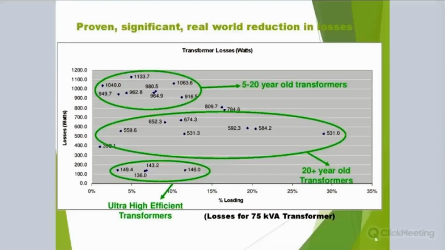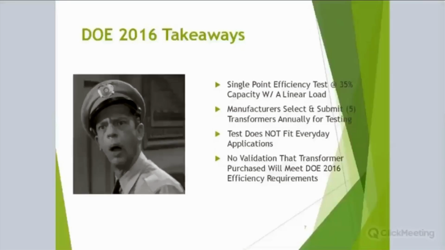This is actual data from tested 75 kVA transformers in facilities, and we've got data for all sizes of transformers and all types of facilities, and they all reflect the same information, in that you're typically somewhere between 11 to 15% loaded in your facility on a given transformer, which surprises most people.